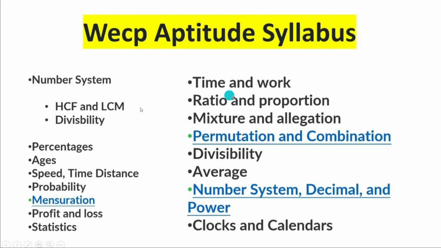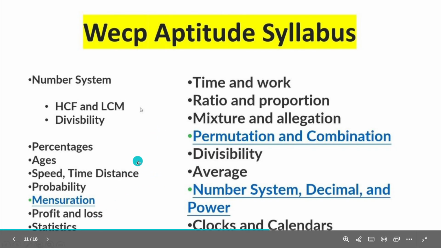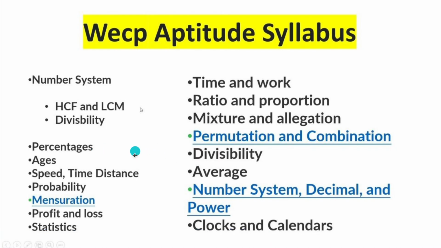Okay, if you have knowledge, then you can practice these topics. Mostly the 60% cutoff will be maintained by permutations and combinations, profit and loss, speed, time, distance and percentages. Okay, these four topics will be very important.